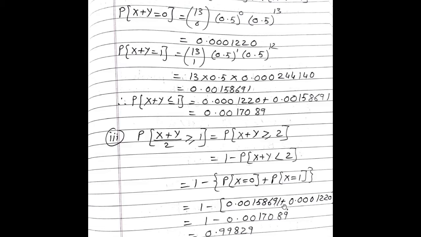0.00158691 plus 0.0001220, which is equal to 1 minus 0.0017089. So the final answer is 0.99829.